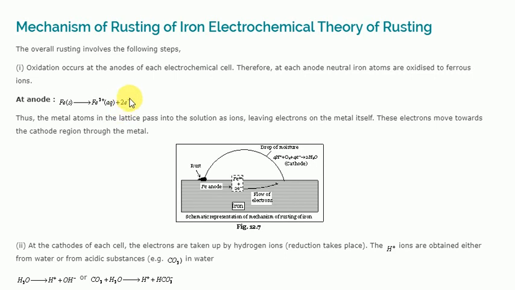These 2 electrons are involved in further reactions. So the metal atom from the lattice passes into solution. Look at what happens in this small region where rusting is happening. Whenever rusting happens, moisture will come here. Moisture means nothing but water molecules.